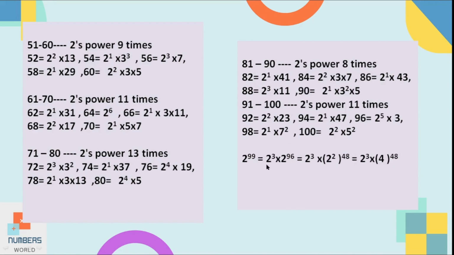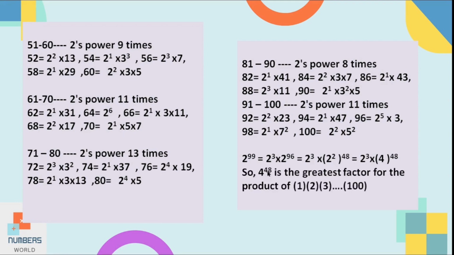We will split it into two parts. We know that when two variables or constants are multiplied, their powers are being added. So 96 plus 3 is equal to 99. Now we will split 96 into two parts. That is 48 multiplied by 2 is equal to 96. So we can write 2 raised to power 2 as 4. So the final equation is 2 raised to power 3 multiplied by 4 raised to power 48. So 4 raised to power 48 is the greatest factor for the product of numbers from 1 to 100.